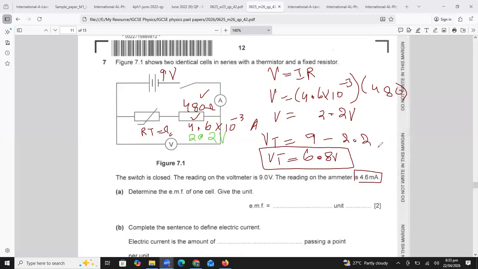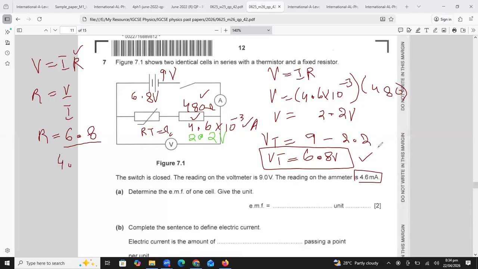So now, students, we have the potential difference across the thermistor, that is 6.8 volt. We have the current across the thermistor, that is 4.6 into 10 raised to power minus 3 ampere. By using the formula V equals IR, I can calculate the resistance of this thermistor. We have to find R, so R equals V upon I. V is 6.8 volt and the current is 4.6 into 10 raised to power minus 3 ampere. Now divide both of them and tell me what resistance we are getting here.